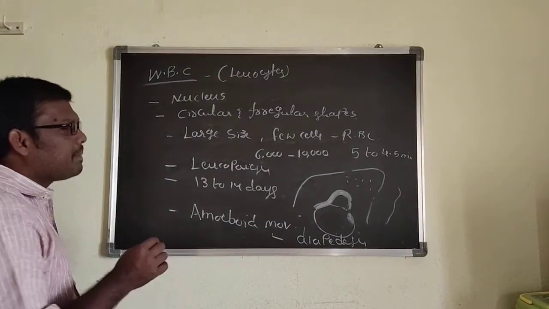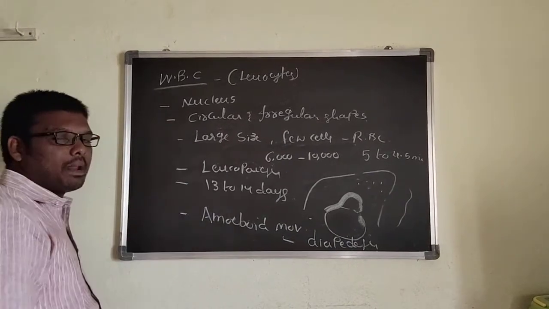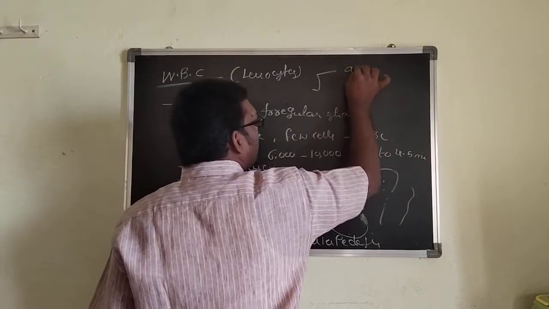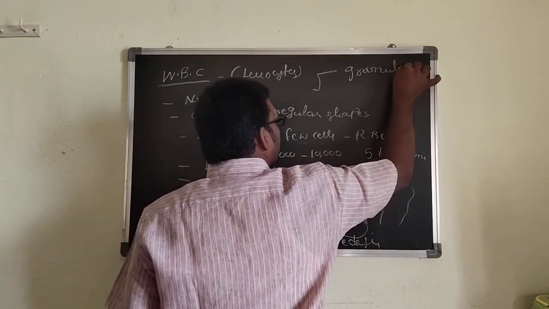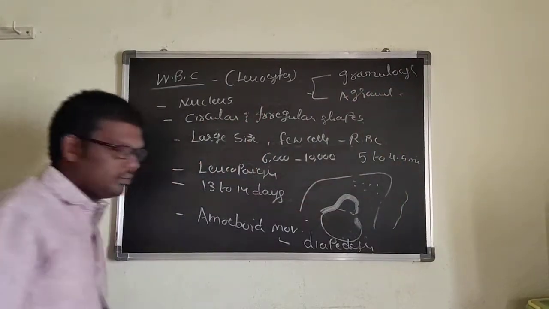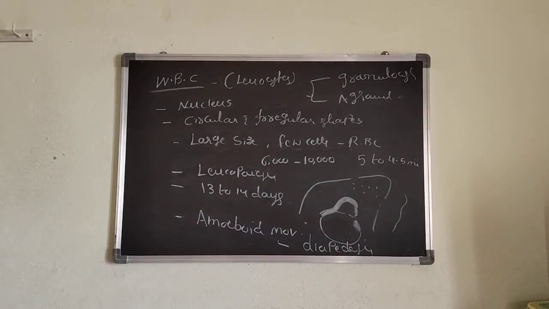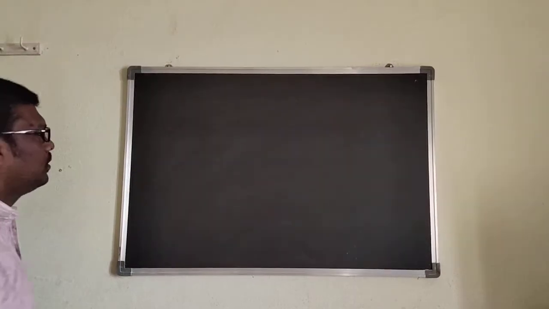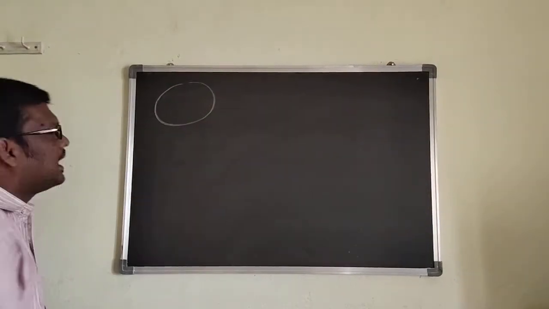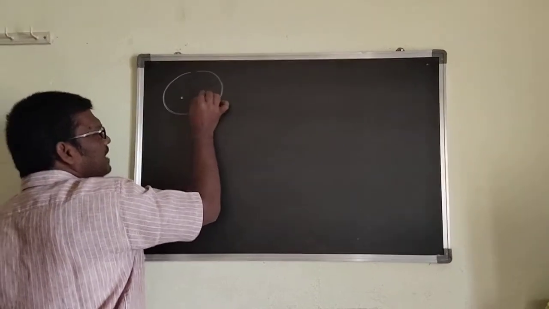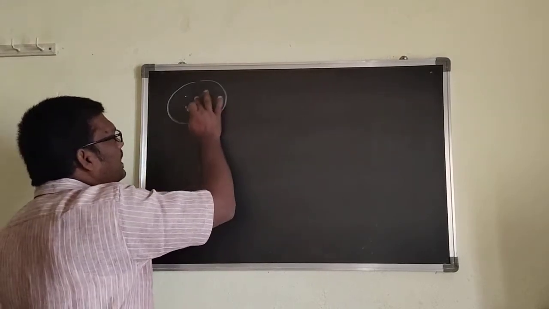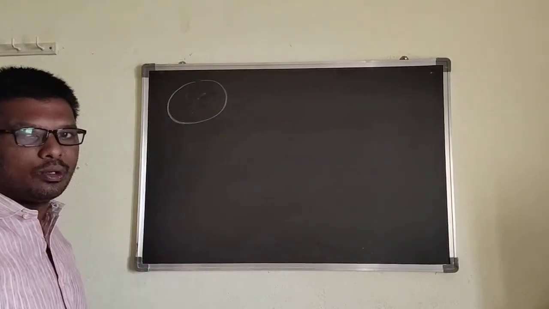Now, based upon the granules present in the cytoplasm, white blood cells can be divided into two types. One is granulocytes. Another one is agranulocytes. Now, this is the white blood cell and it has cytoplasm. If it has granules, that is called a granulocyte. If it doesn't have any granules, that is called an agranulocyte.